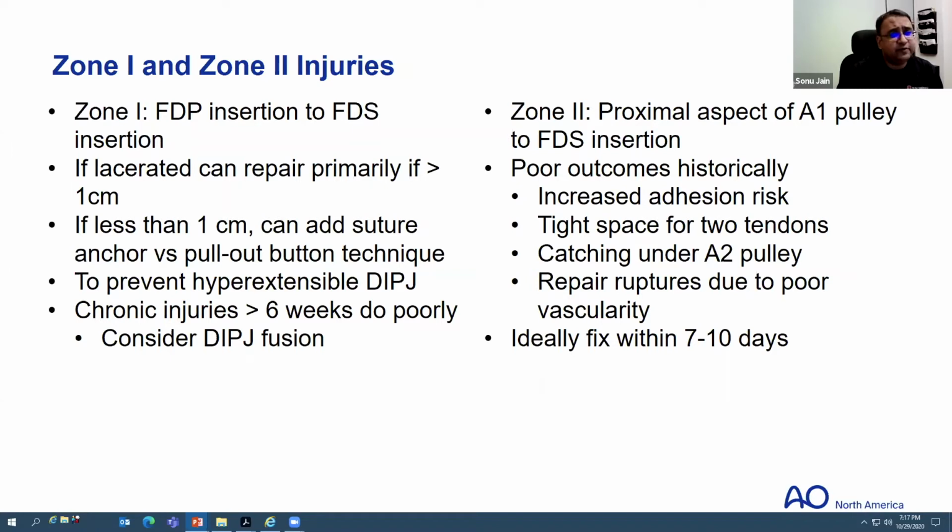So zone 2, as we said before, is no man's land, the proximal aspect of the A1 pulley to the FDS insertion. Poor outcomes historically, increased adhesion risk, tight space for 2 tendons. It gets caught under the A2, and repairs sometimes rupture due to poor vascularity. Ideally, you want to fix these within 7 to 10 days. And I think for all flexor tendons, you want to fix them the sooner the better, but these ones you really want to attend to.